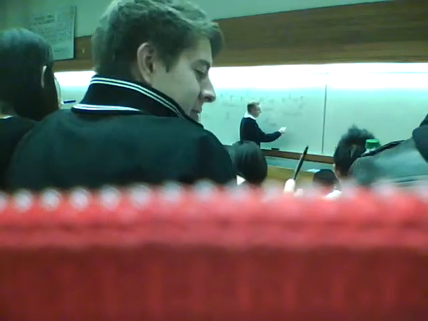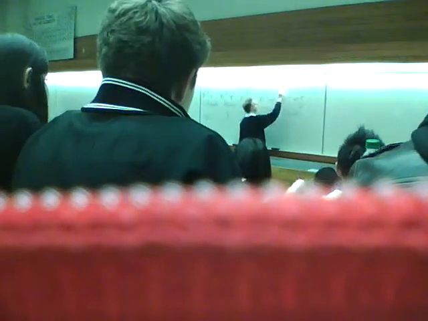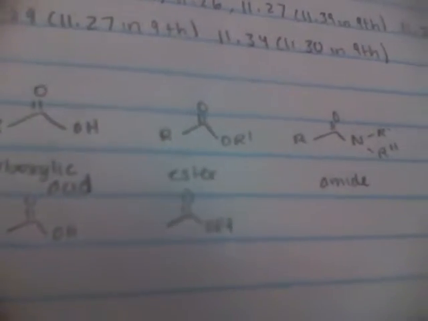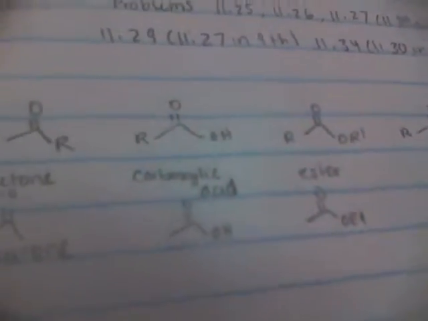This is an amide. R can be carbon or hydrogen. And here, actually, this can also be hydrogen or carbon. This can't be hydrogen because it decomposes. If one of these is hydrogen, you've got an aldehyde. So those are the different types of carbonyl compounds.